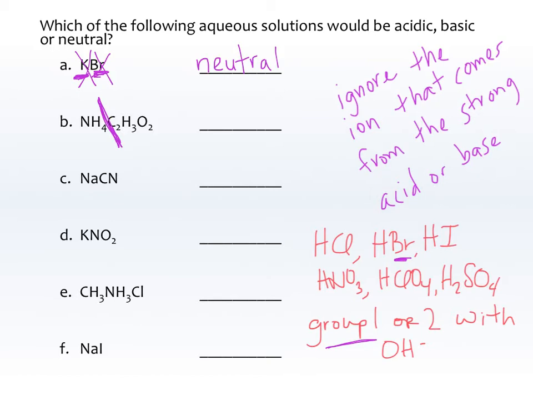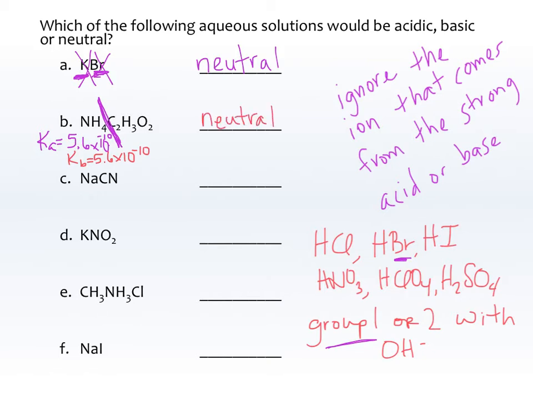Neither of these are in my strong list, so they're both weak, which means you have to look up the Ka and the Kb. We did the Ka for NH4 plus earlier. That was 5.6 times 10 to the negative 10. And then for acetate, C2H3O2 minus, looking at the Kb, the Kb is 5.6 times 10 to the negative 10. Hey, check that out. Those are the same number. The Ka for the weak acid and the Kb for the weak base are the same, which means that overall this is also neutral.